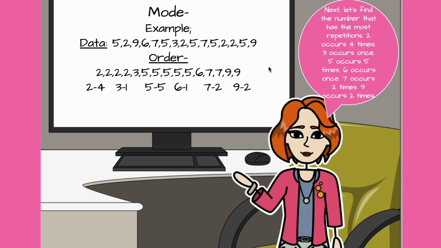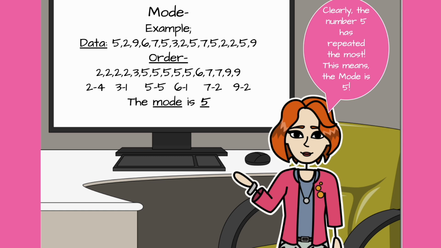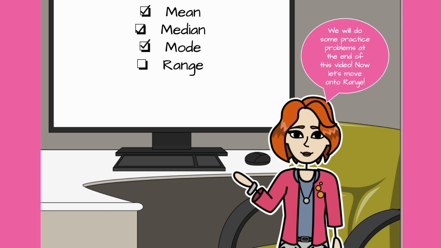Next, let's find the number that has the most repetitions. 2 occurs 4 times, 3 occurs once, 5 occurs 5 times, 6 occurs once, 7 occurs 2 times, and 9 occurs 2 times. Clearly, the number 5 has repeated the most. This means the mode is 5. Good job. We will do some practice problems later.